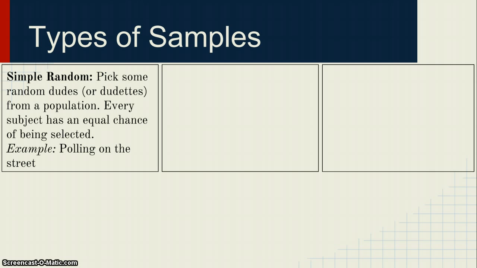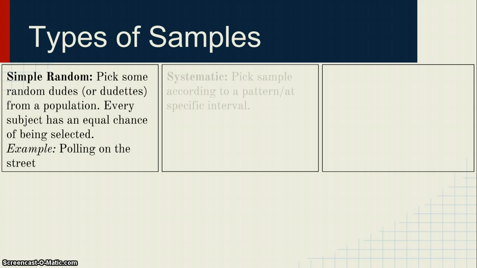That's a random sample. You just pick people as they're walking by. You don't care if it's a guy, if it's a girl, if it's a junior, if it's a freshman, if it's a graduate. If it's people walking by you, you pull them, you ask them your question, and you move on. That's a simple random sample.